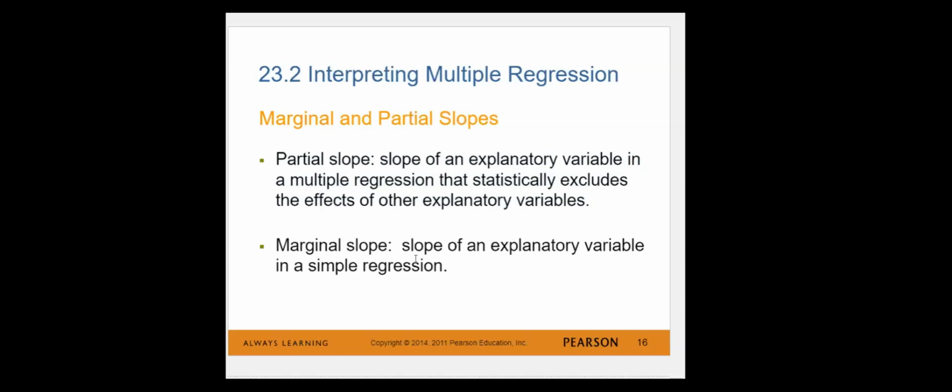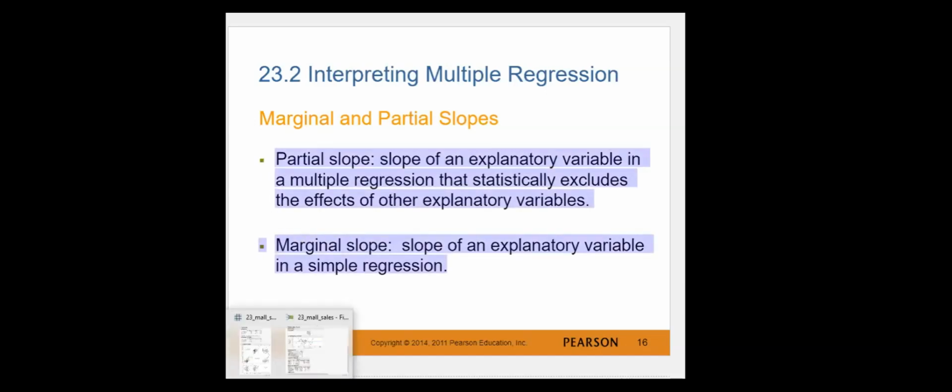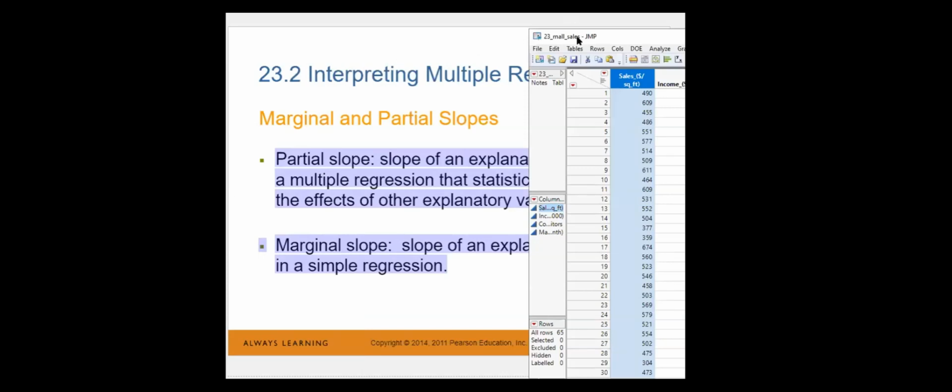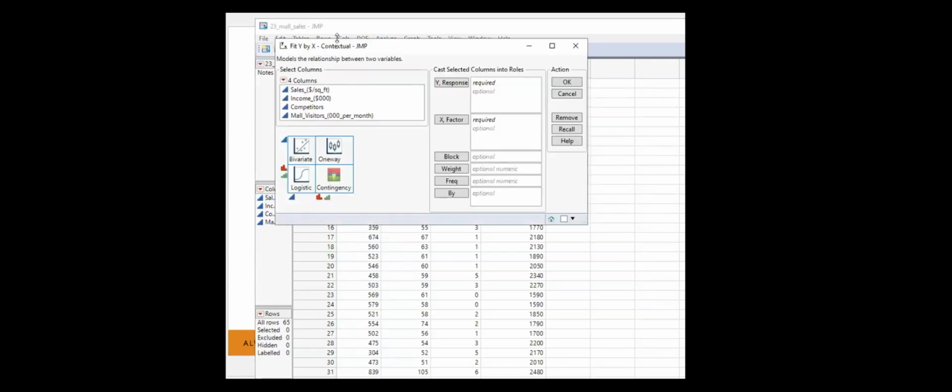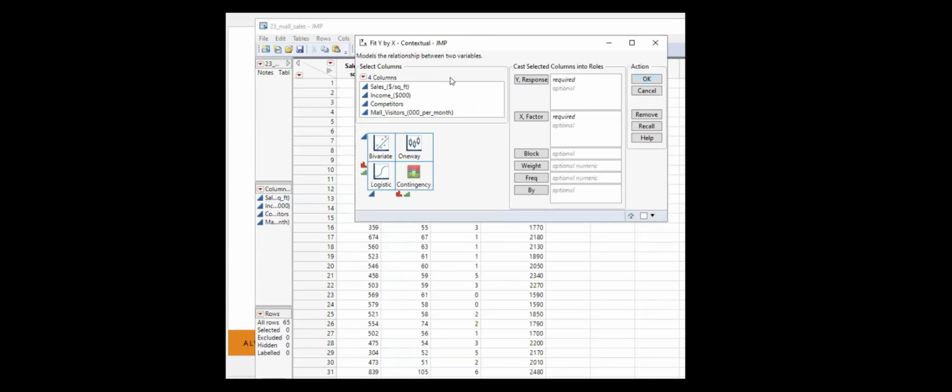How do we get the results from JMP? So going back to data, let's do marginal slope first. For marginal, you need to go to Analyze, Fit Y by X. So if you want to get the marginal, one-on-one, go to Fit Y by X, and do the same you did for multiple regression. Sales, go to Response. These two, they both go to X.